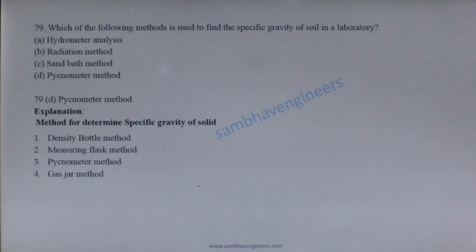Next question. Which of the following methods is used to find the specific gravity of soil in laboratory? Hydrometer analysis is used for grain size analysis of fine-grained soil. Radiation method and sand bath method are used to determine the water content of the soil. Pycnometer is used to determine specific gravity of the soil.